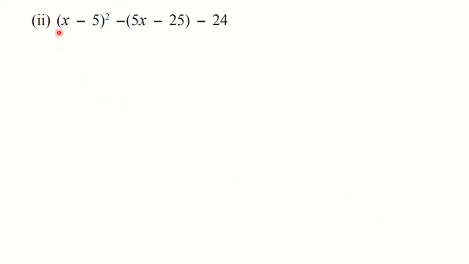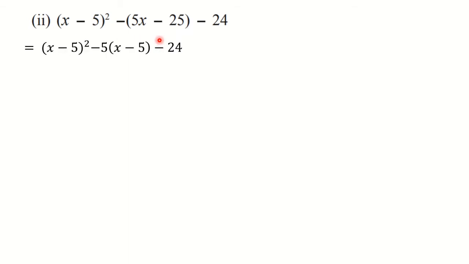See question number 2. (x minus 5) the whole square minus 5x minus 25 minus 24. In the previous question, we used to see the clear two terms, that common terms we can see or similar terms we can see. But here it is not like that. Here you have x minus 5 and here you have 5x minus 25. But you will observe that from these two terms we can take out 5 common. And if we take out 5 common, we are going to get x minus 5. So the very first step is to take out 5 common from this second term.